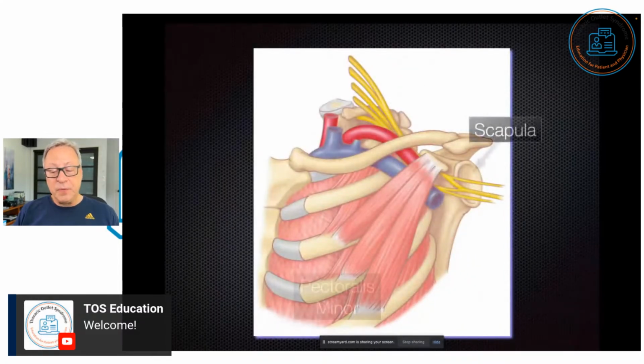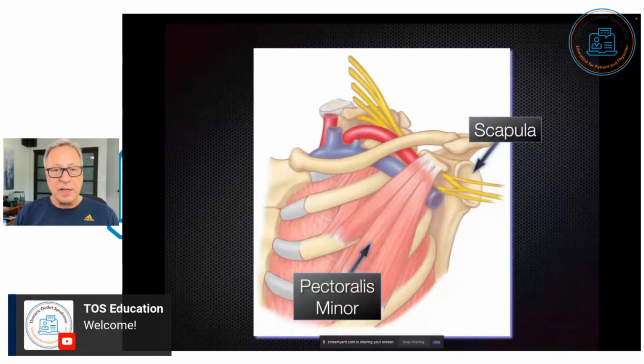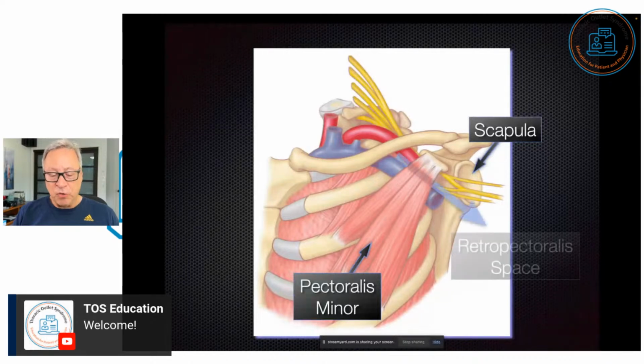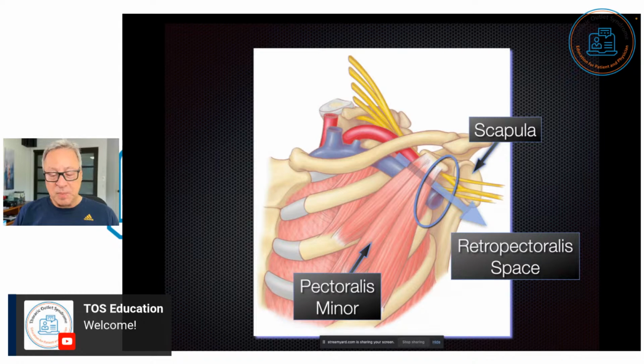Now, if we go out a little bit further, we get one more classically defined tunnel or space, the retropectoralis space. We start with the pec minor, the pectoralis minor. It originates from ribs, usually 3, 4, and 5, and they join together and insert on this bony process called the coracoid process. It's not separately labeled here, but it's part of the scapula. So you can see where that muscle attaches.